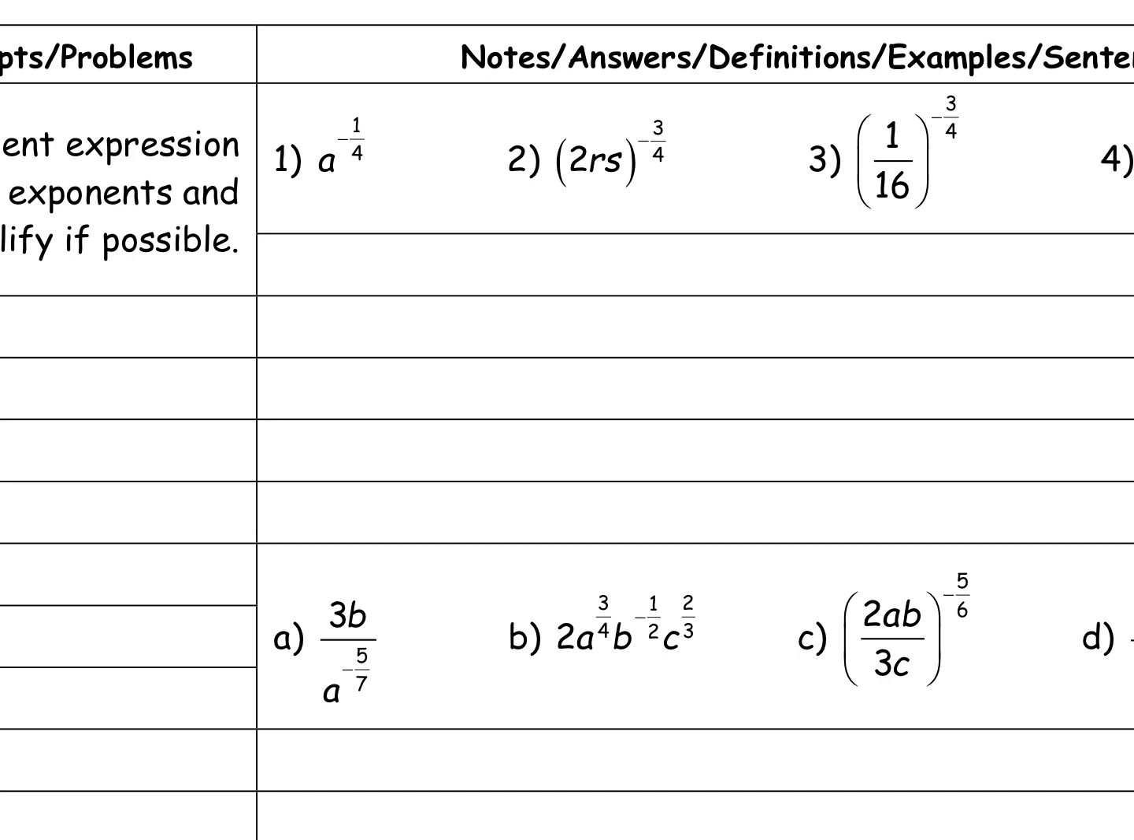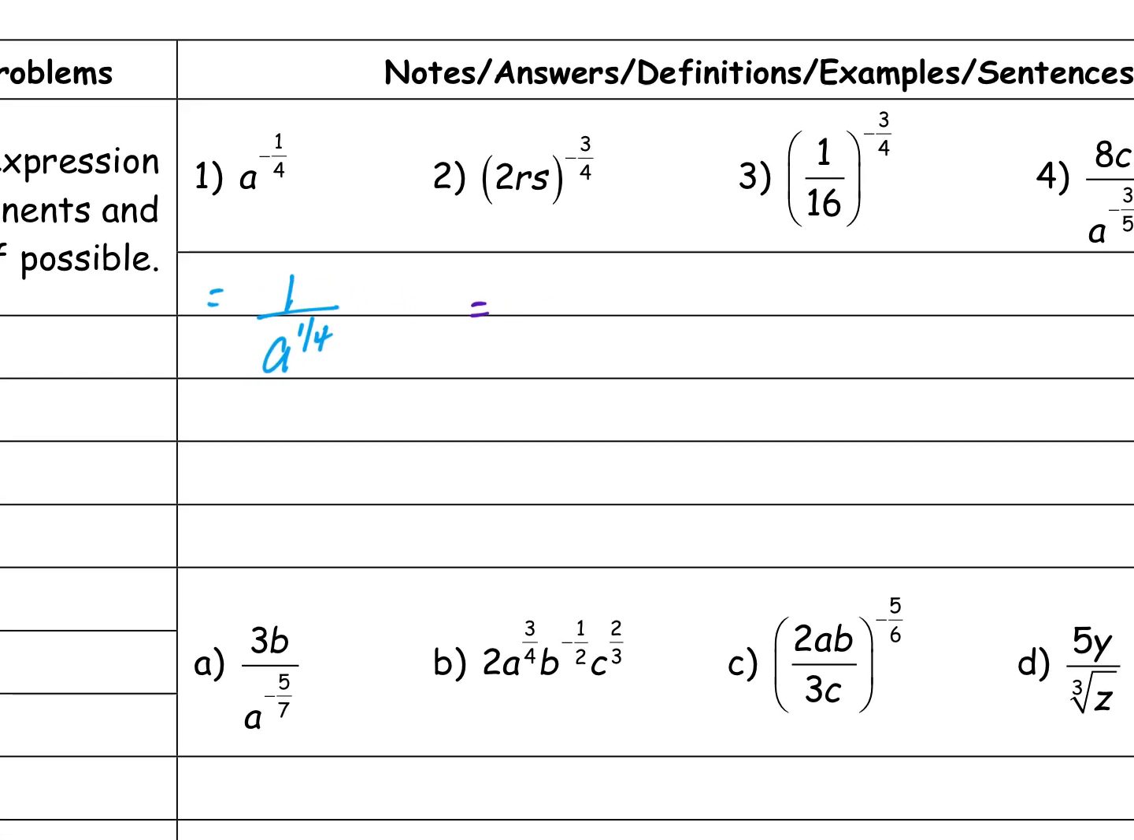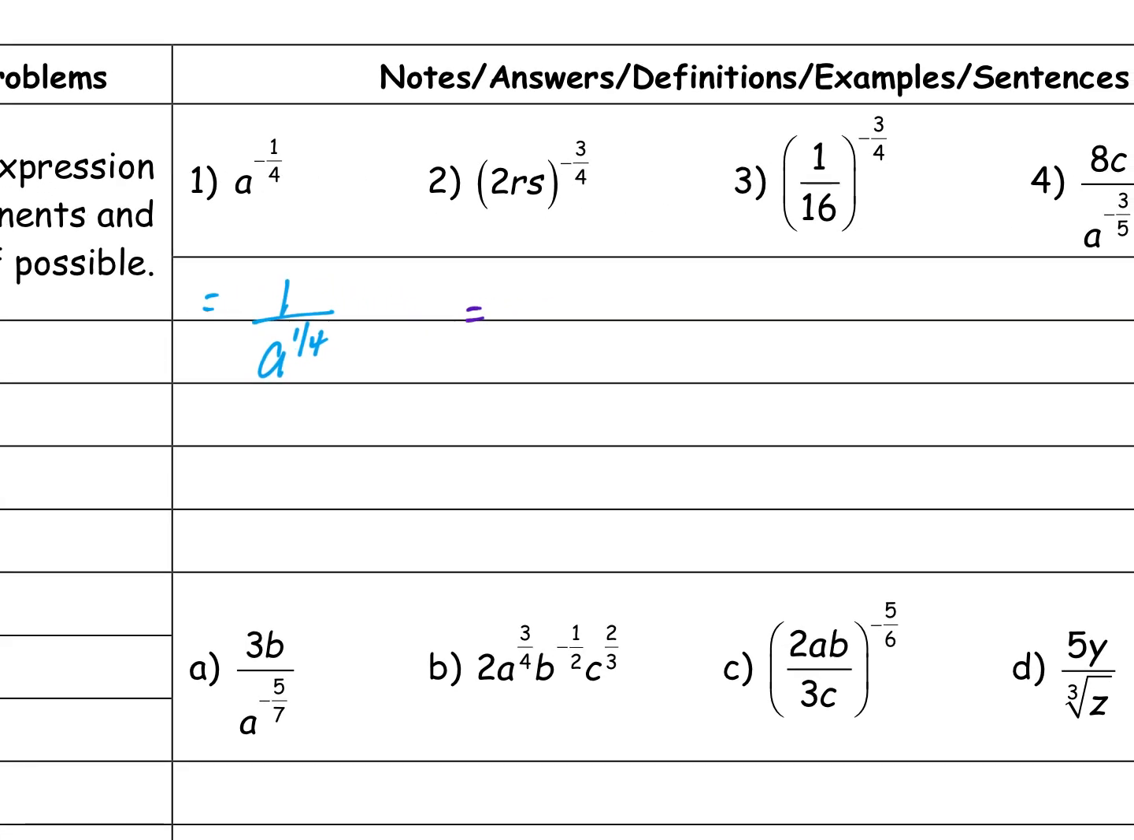So this should be 1 over a to the 1/4. And that's it. Okay? Number 2 should be, it's in the numerator. I'm going to move it to the, it does say simplify if possible. Okay, move it to the denominator. So this should be 1 over 2rs to the 3/4. And that can't be simplified because 2 is already as low as possible, right? So nothing else goes into 2. There's no 4th root of 2. So we're done there.